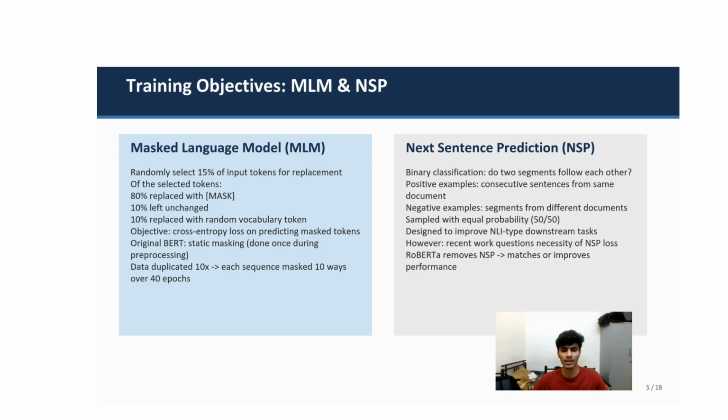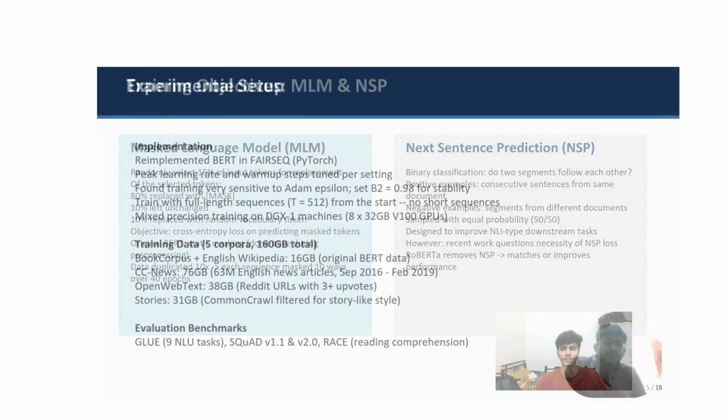The second objective is next sentence prediction, which is a binary classification task. The model predicts whether two sentences follow each other in the original text. However, the RoBERTa paper questions the necessity of NSP. The authors found that removing this objective does not harm performance and can even improve it. This insight is one of the key contributions of RoBERTa.